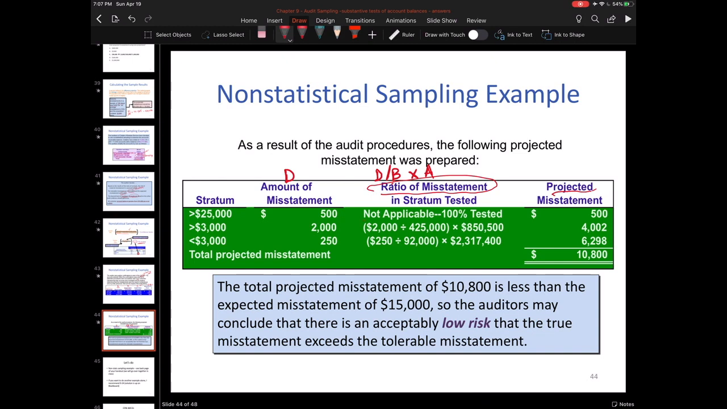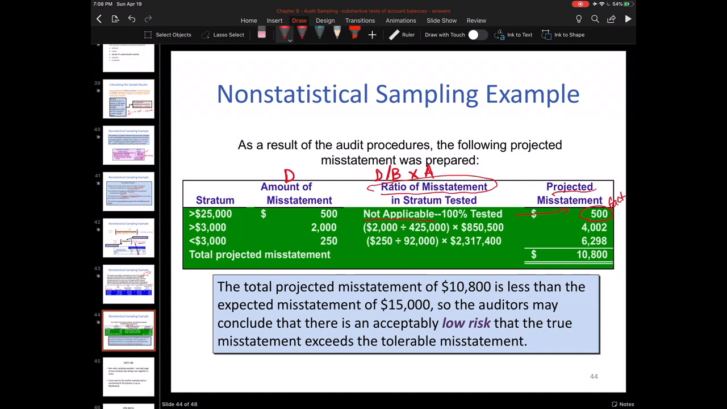For our first layer here, we don't need to do this ratio projection because we tested 100% of the layer. I don't need to project a misstatement across any proportion of the population that I didn't test because I tested 100% of the population, right? So I know the exact, precise, factual amount of error that is in that population because I tested all of it. And that exact, precise amount of error, it was $500. So I can just bring that straight over, and it's not a projection, right? That is really a factual amount.